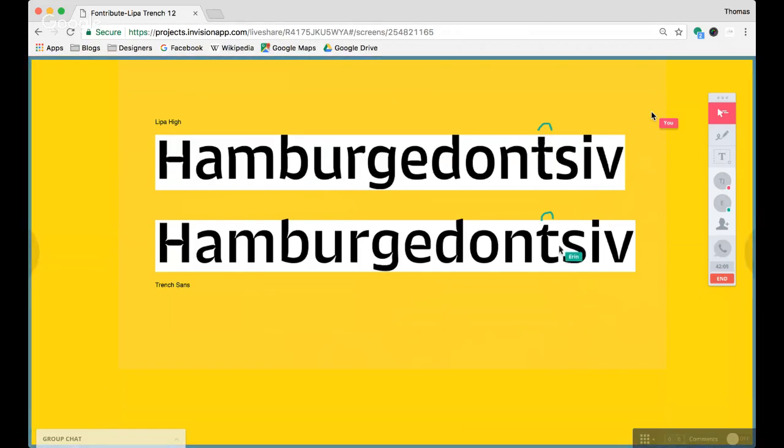I love this really wacky stuff happening in the Trench Sans. That's pretty funny. And also check out the tittle on the i in Lipa High. It's actually quite big. It kind of overlaps the width of the i, which you don't see that commonly. But I think the designer must have thought it's important to make it a little bit larger so that folks don't get it confused with something else. You know, maybe that makes it look a little different than an L. I'm not sure. We can't compare with the L.